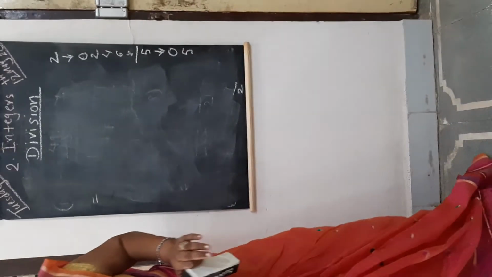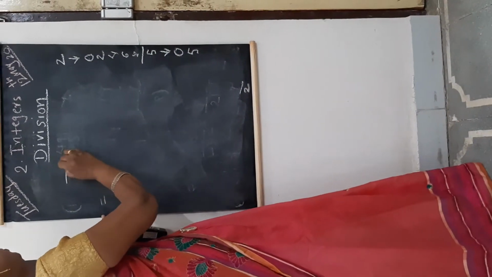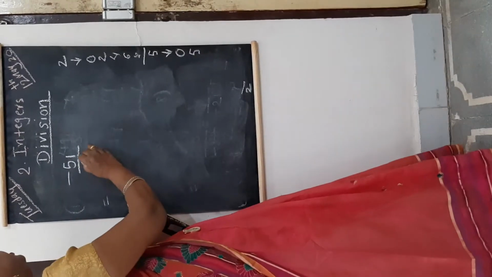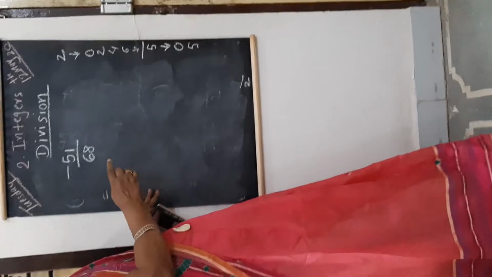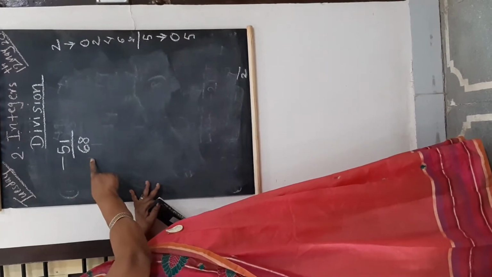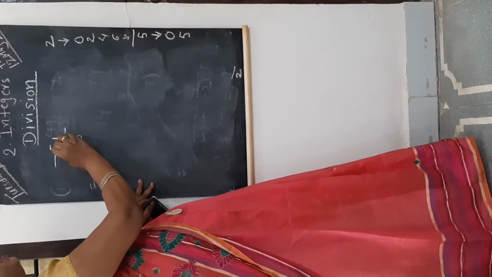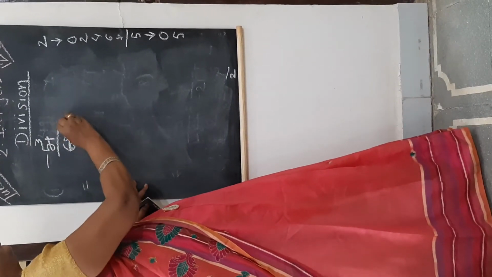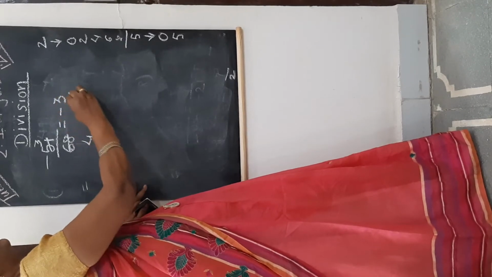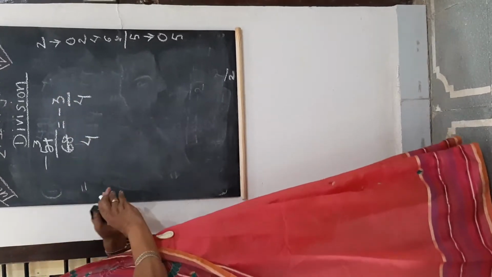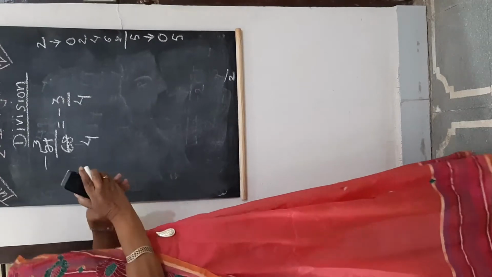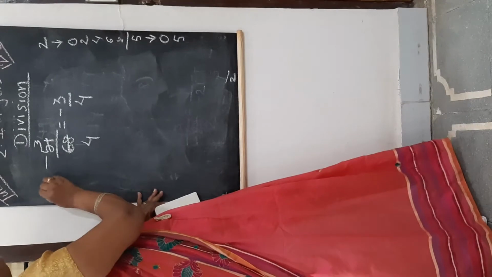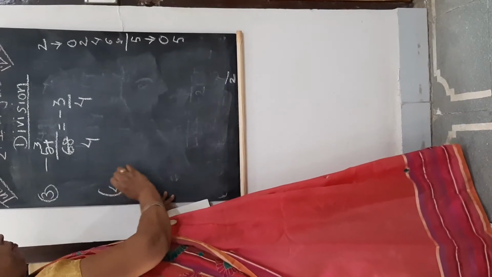Let us see the third example. Negative 51 divided by 68. Now both these numbers are present in 17's table. 17 threes are 51 and 17 fours are 68. The answer is negative 3 upon 4. So tables are very essential here. If you don't know the tables, you are not able to solve the examples. This is the third one.